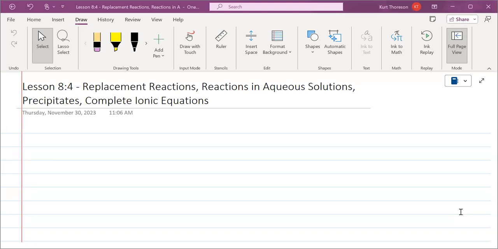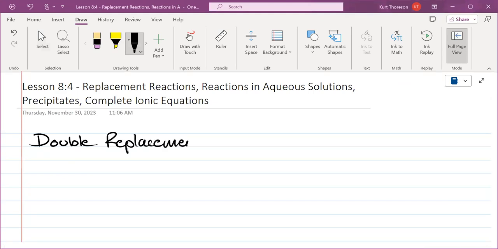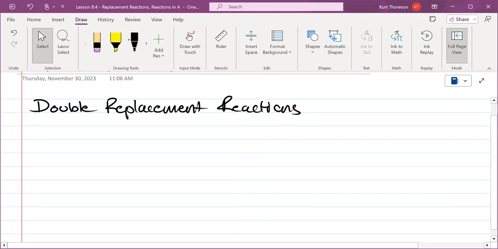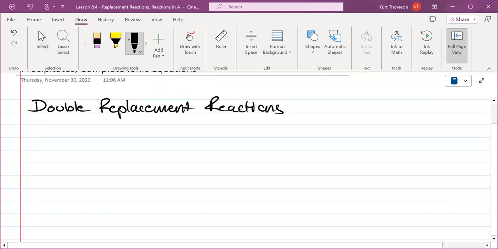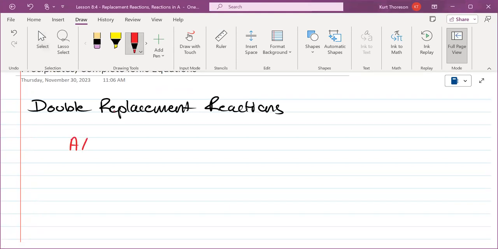What I would expect to at least get done in this video is talk about complete ionic equations, or not complete ionic equations, a double replacement reaction is what I meant to say. So double replacement reactions. In these reactions, the equation example goes like this. AX reacts with BY to yield AY and BX.